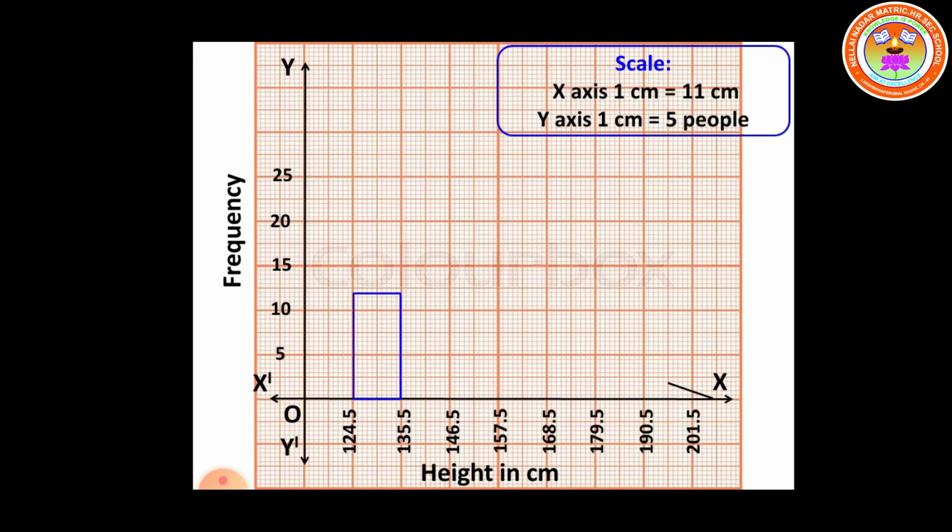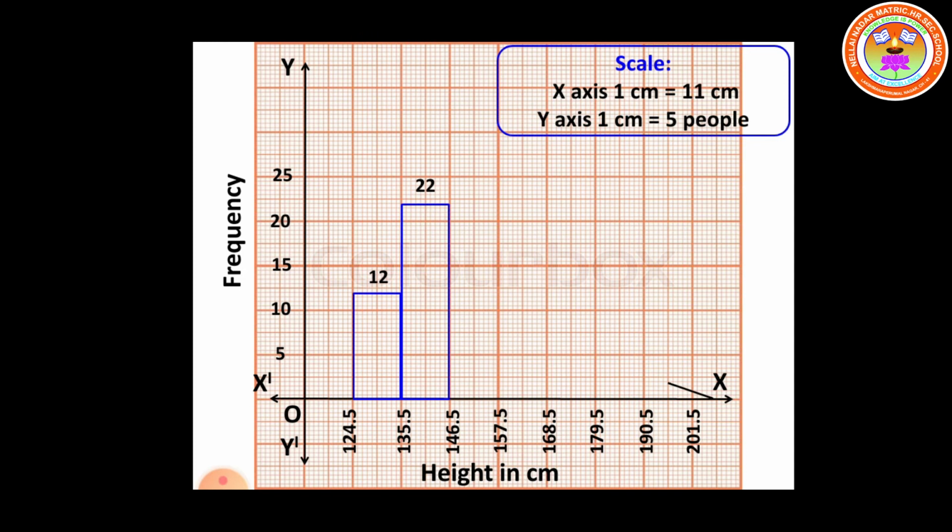Now see the first class interval 124.5 to 135.5. The frequency given is 12. So corresponding to 12, we have to draw the rectangle of height 12 and write the frequency as 12. For the next class interval 135.5 to 146.5, the given frequency is 22. So draw the rectangle of height 22 and write the frequency as 22.